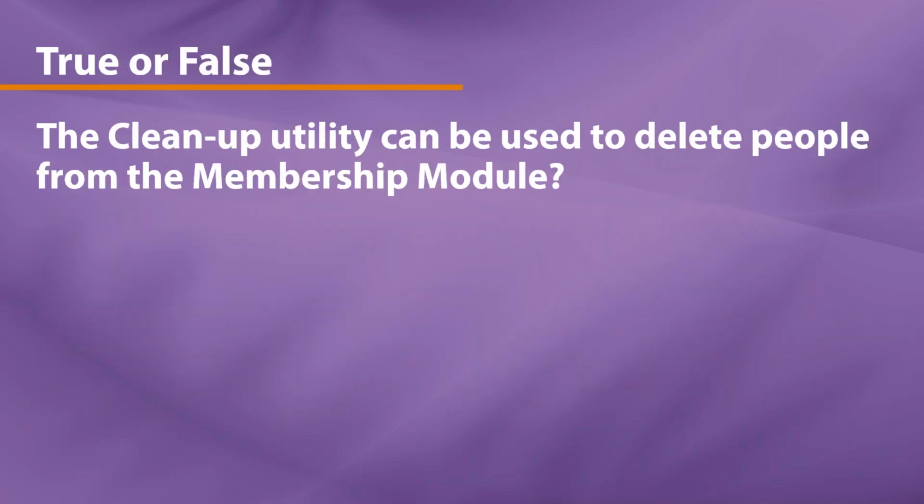Good job, everyone. All right, true or false? The cleanup utility can be used to delete people from the membership module inside of Shepherd Staff. I will mention that the cleanup utility is completely optional, depending on what your church needs to have done. So I wouldn't just run it for no reason, but what will it do if you do run it? Okay, we'll go ahead and pull up everyone's answers.